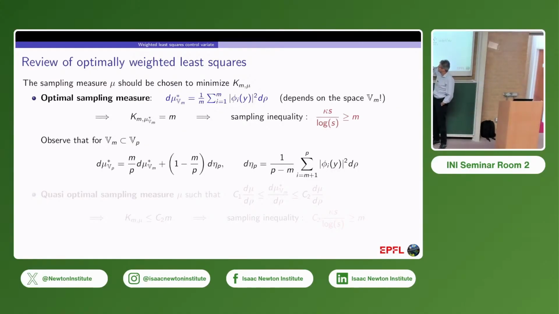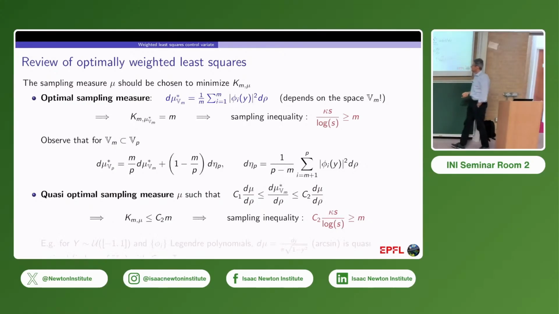So if I have increased the space from VM to VP, I can write this sampling measure on VP as the sampling measure on VM with weight m over p, plus a correction, and the correction takes the basis functions that were not in VM. Okay. So again, if you increase slowly, the sampling measure is changing a little bit from one step to the next. So you can play this trick of doing the Bernoulli sample if you need to refresh the sampling.